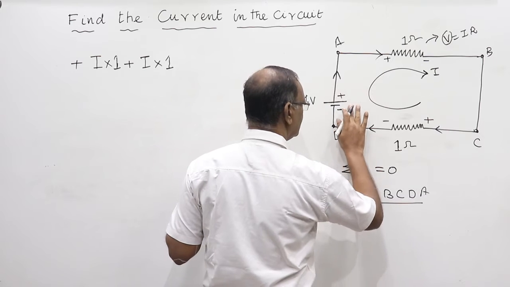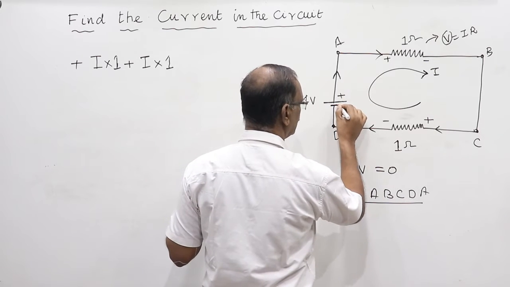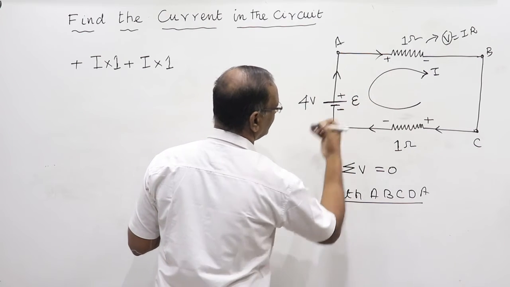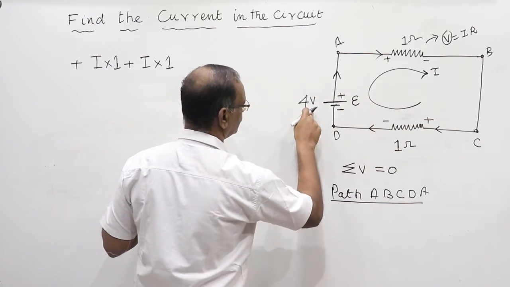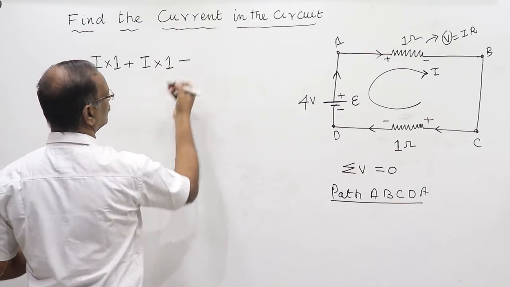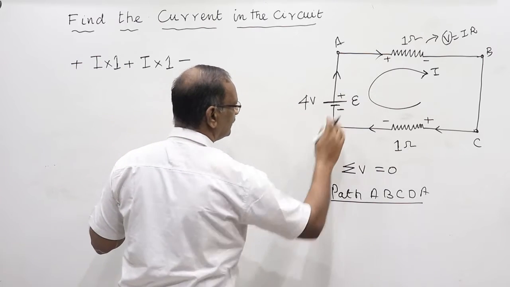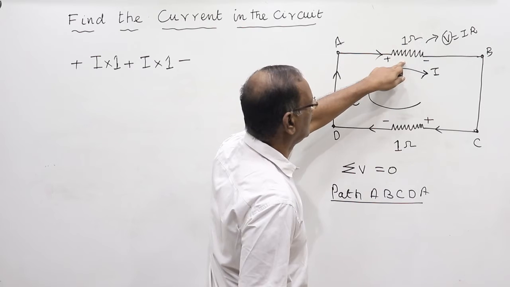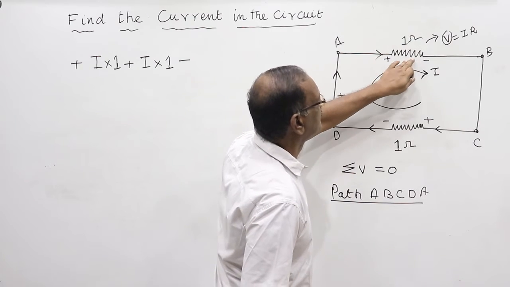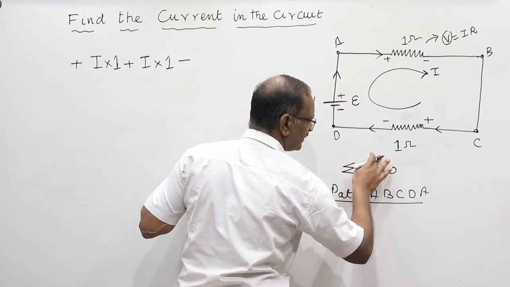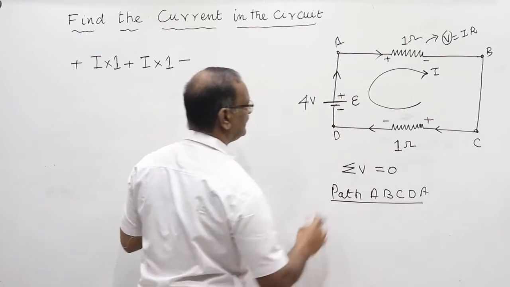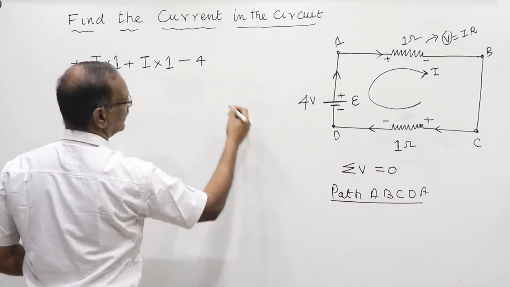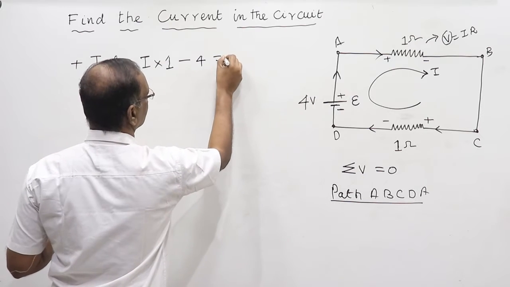Now again we are coming this way, encountering negative then positive. It means this is the battery with EMF epsilon naught, that is 4 volt. Since we are going from negative to positive, it is negative. Always remember, for a resistor, the voltage drop is V equal to IR. Since positive to negative, it means positive IR. This way the battery is negative, so minus 4 volt is equal to 0.